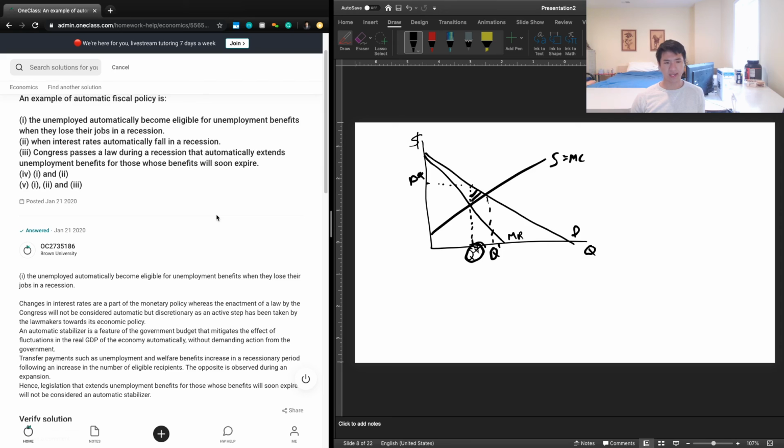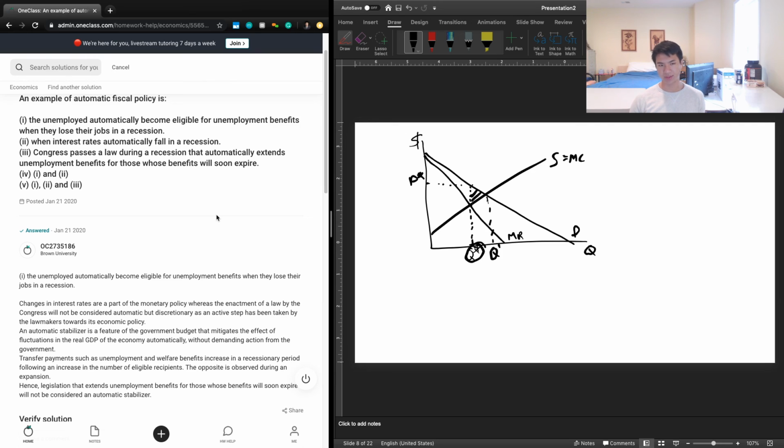So the first thing we have to understand is what is automatic fiscal policy. Automatic fiscal policy refers to government policy that is going to dampen or buffer the effects of an economic downturn without anybody having to take specific action to implement it. So there's two parts. Automatic means no action, and fiscal policy refers specifically to government spending or taxes or government policy or law. It does not have to do with monetary policy at all.